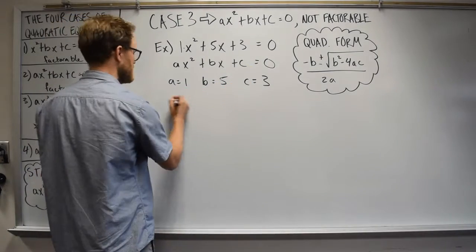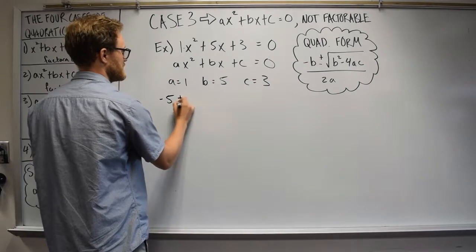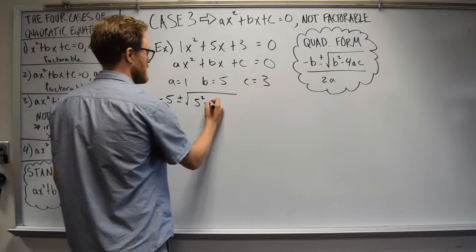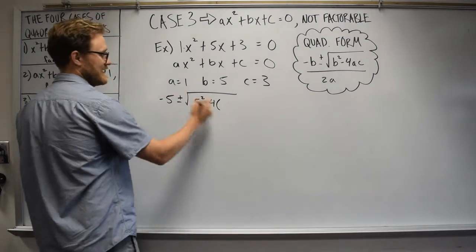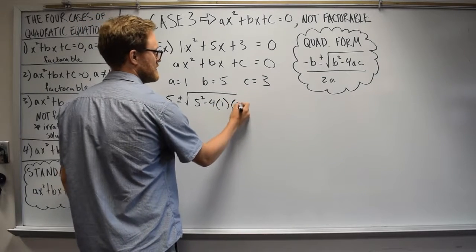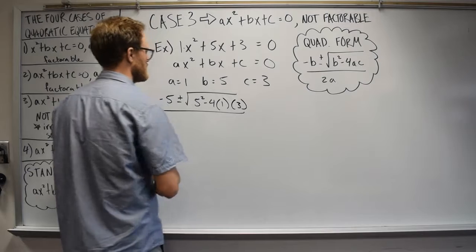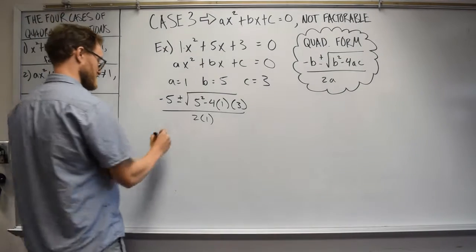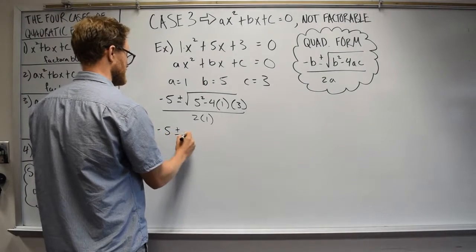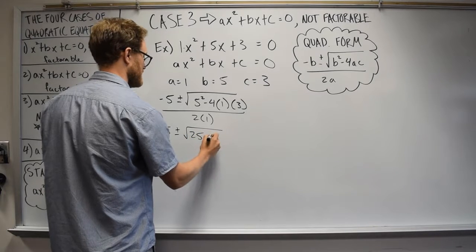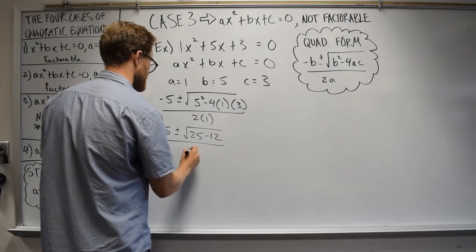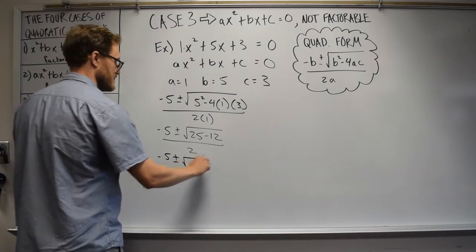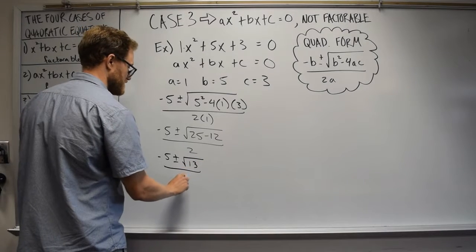So I'm going to have negative b, which is going to be negative 5, plus or minus the square root of b squared, which is 5 squared, minus 4 times a, which is 1, times c, which is 3, all over 2 times a. And then we're just going to simplify. So we get negative 5 plus or minus the square root of 25 minus 12 over 2. So I get negative 5 plus or minus the square root of 13 over 2.